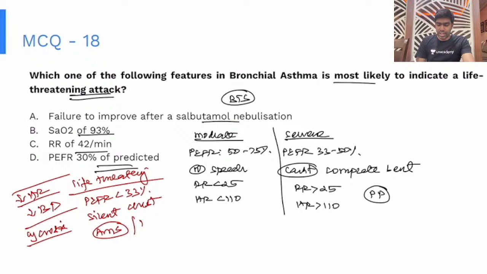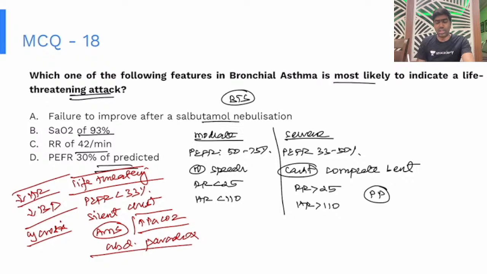Or if they give increased PaCO2, if the carbon dioxide levels increase. Actually, in acute exacerbation of bronchial asthma, your carbon dioxide levels will be low, because it's a type 1 respiratory failure. But if the carbon dioxide levels are increased, then definitely that's a life-threatening attack, indicating impending respiratory failure. And probably I would say another one is called abdominal paradox.